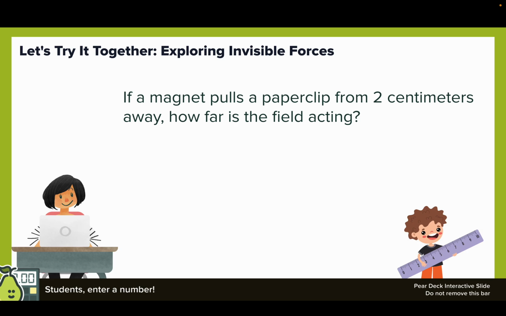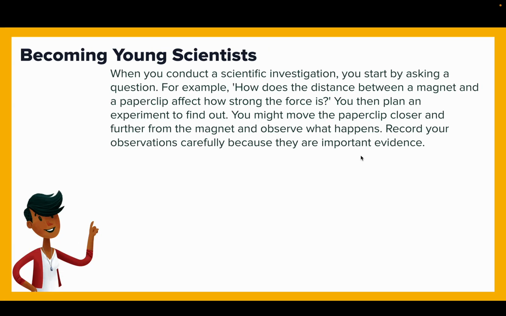Exploring invisible forces. If a magnet pulls a paperclip from 2 centimeters away, how far is the field acting? So the magnet is not touching the paperclip, it is 2 centimeters away from the magnet. How far is that magnetic field? Take a minute, think about it, enter a number. All right, you should have been able to say that the magnetic field is 2 centimeters.